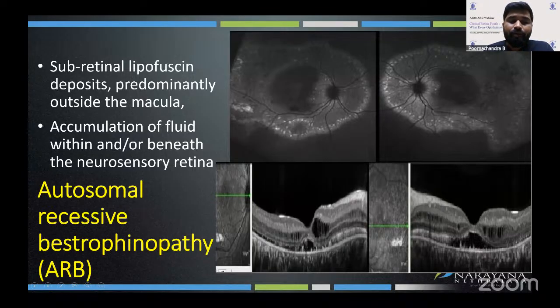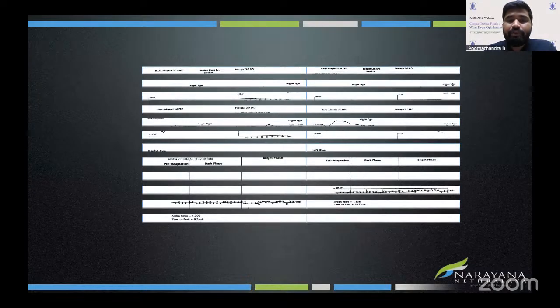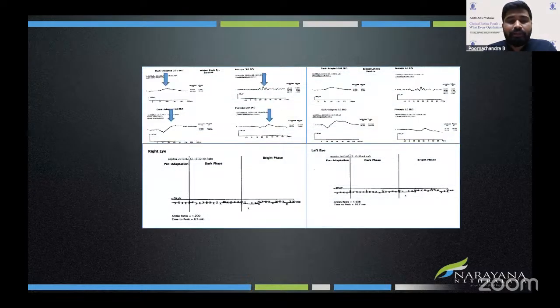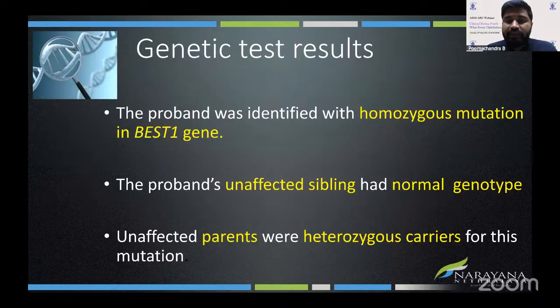So this is a case of autosomal recessive bestrophinopathy. Again, the gene involved is the same. The first patient had a heterozygous mutation. This patient, being a recessive disease, will have a homozygous mutation. When we do an ERG, it will be grossly abnormal. When we do an EOG, it will be almost undetectable because we have a homozygous mutation with literally no functional bestrophin protein. So as expected, when we did genetic testing, this patient had a homozygous mutation in the BEST1 gene.